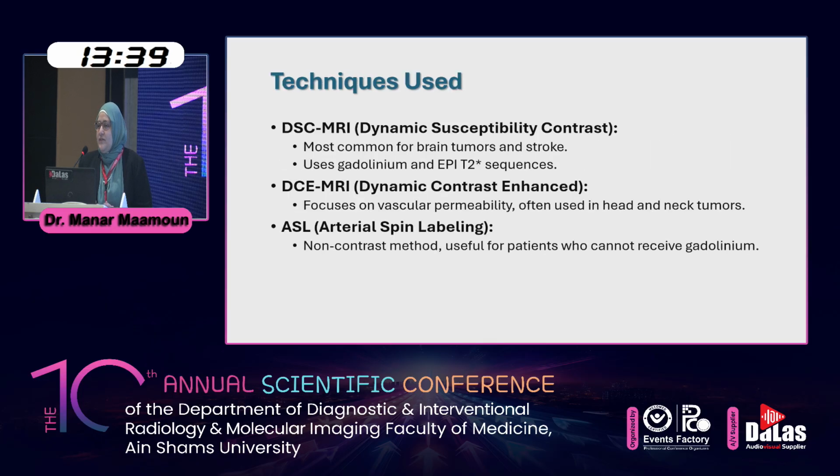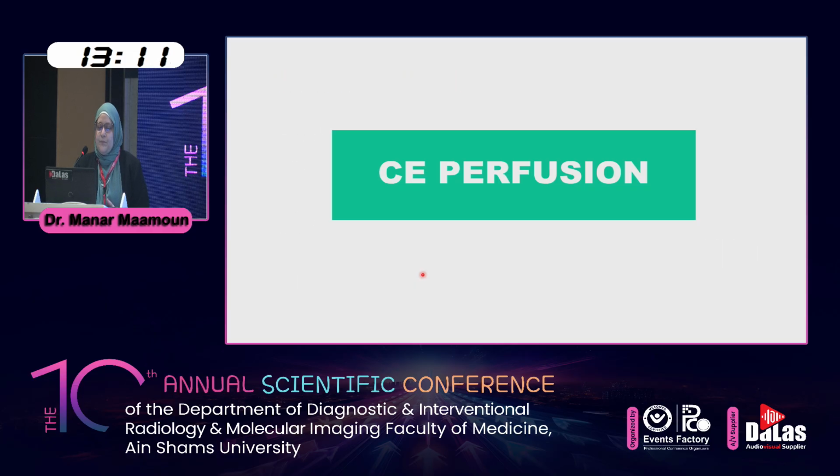There are contrast-enhancing techniques and non-contrast-enhancing techniques that can be used to get perfusion images. The contrast-enhancing techniques we use in the brain are the dynamic susceptibility contrast technique, which is called T2 star perfusion, and the dynamic contrast-enhanced technique, which is called K-trans perfusion or T1 permeability. The usually acquired non-contrast-enhancing perfusion imaging is arterial spin labeling.